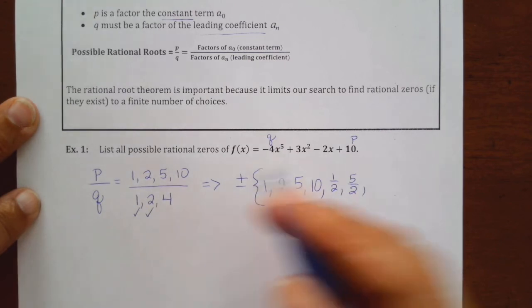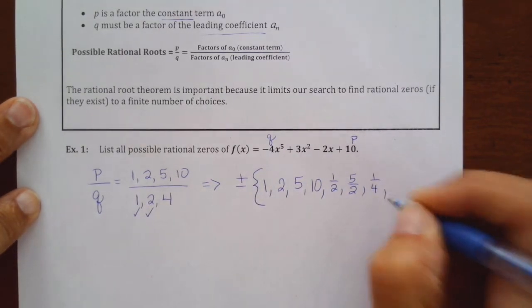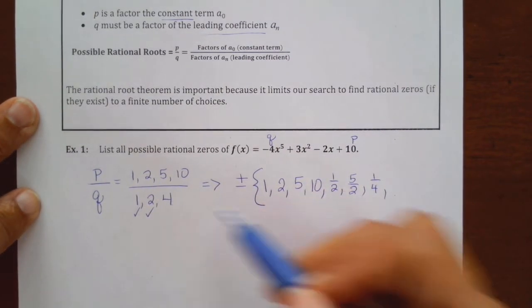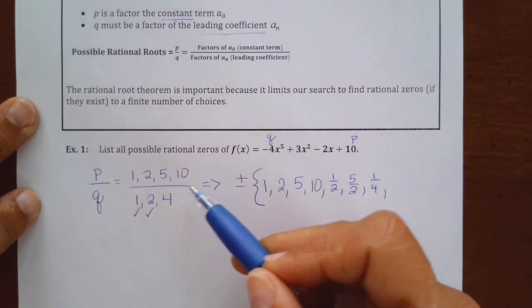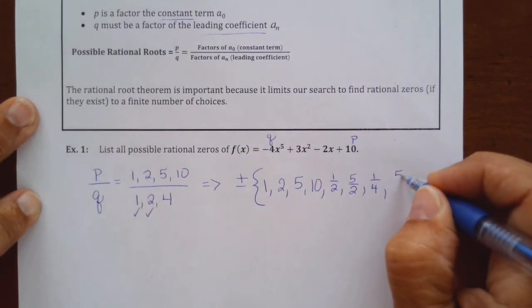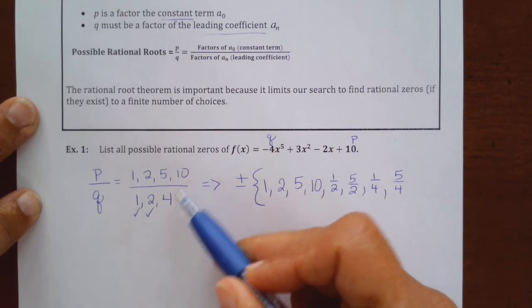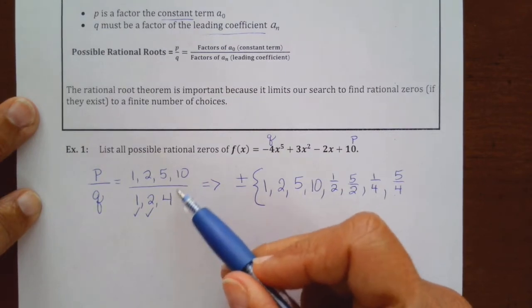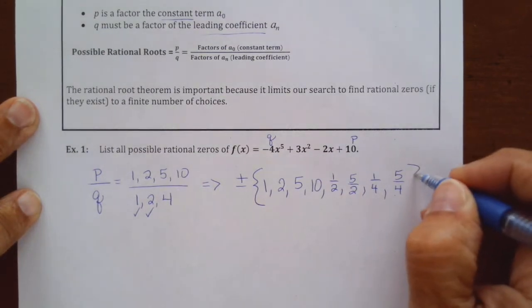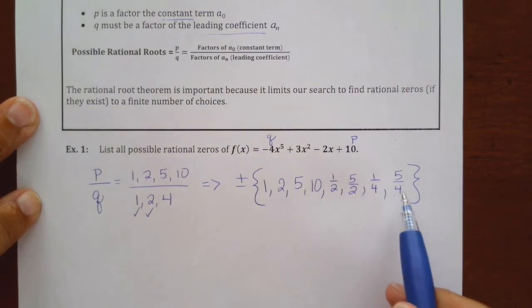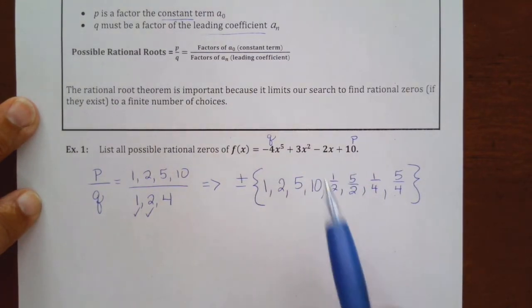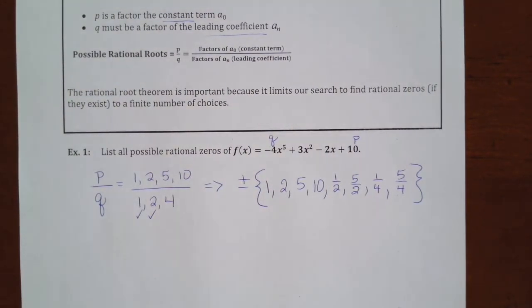Okay, so 1 divided by 4, 1/4. 2 divided by 4, which is 1/2, I already have it. 5 divided by 4, 5 fourths, 10 divided by 4, which will reduce to 5 halves, and I already have it. So there are all of the possible zeros for this function. So there's not another rational number that could be a 0.